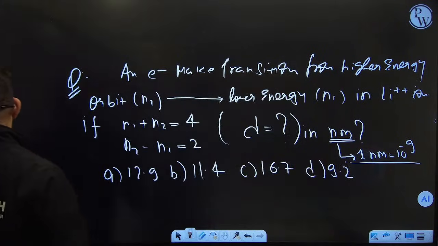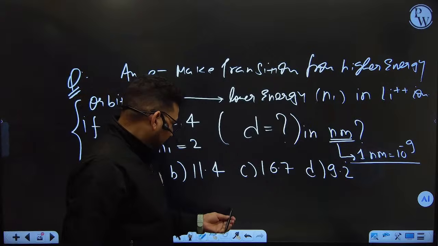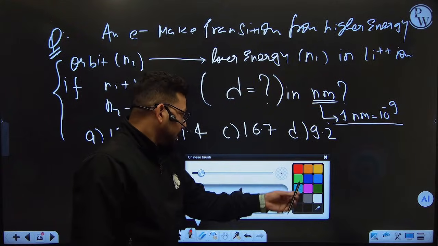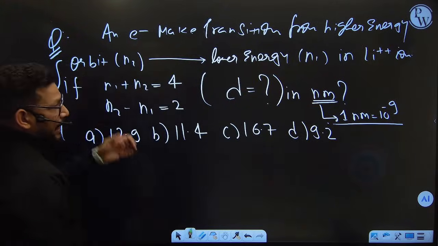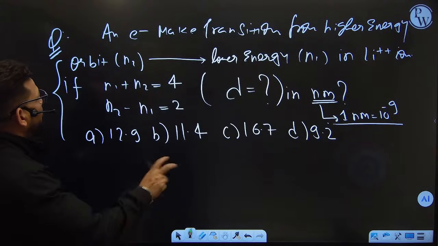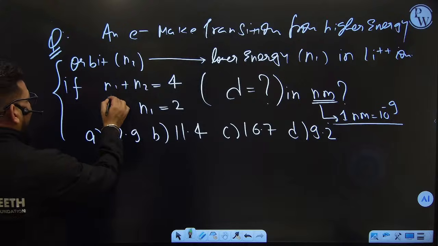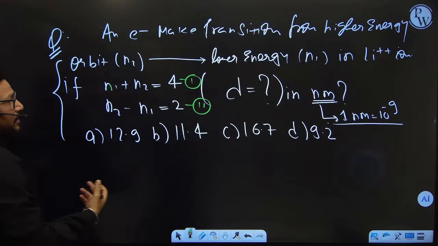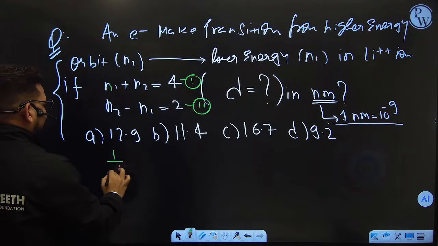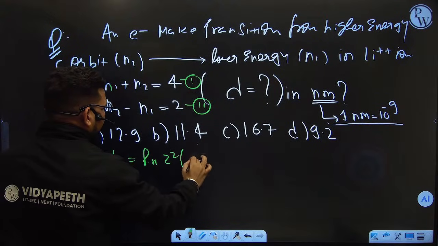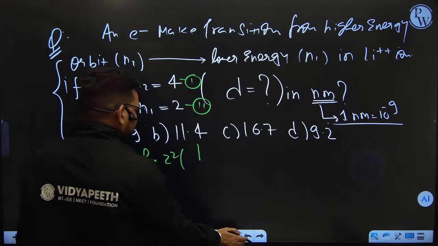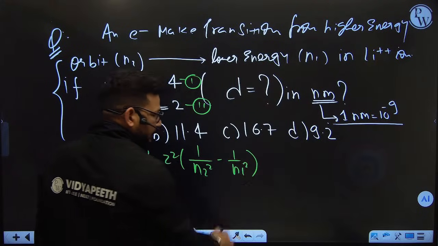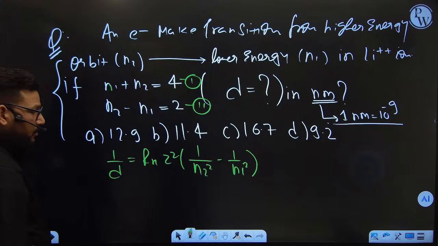This kind of question is completely based on your calculation skill. Otherwise, this question is completely basic. From the calculation point of view, this question is moderate. How are you going to deal with it? Let's see. You have two equations: n1 plus n2 equals 4, n2 minus n1 equals 2. Now you can say, sir, I need lambda. What is the basic formula of lambda? 1 upon lambda equals RH Z square times 1 upon n1 square minus 1 upon n2 square. Here RH is the Rydberg constant and Z stands for atomic number.